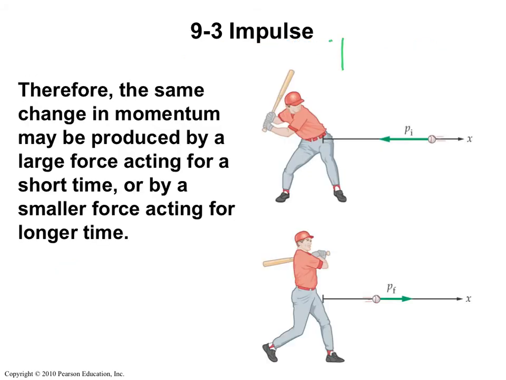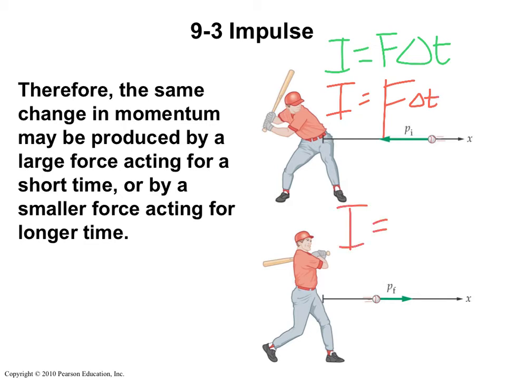So once again, my impulse is my force times delta t. So basically, if I have a large force and a small t, I will have a large impulse. Or I can have a small force over a long period of time and also get a large impulse. So this is a linear relationship, so either one can affect our impulse.